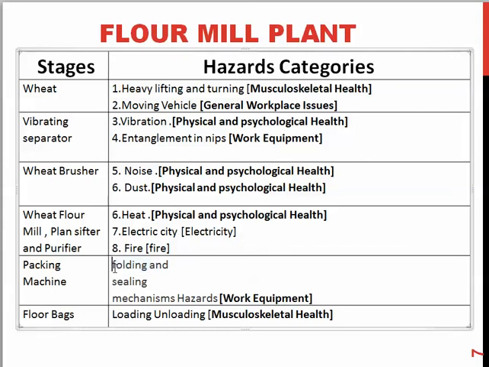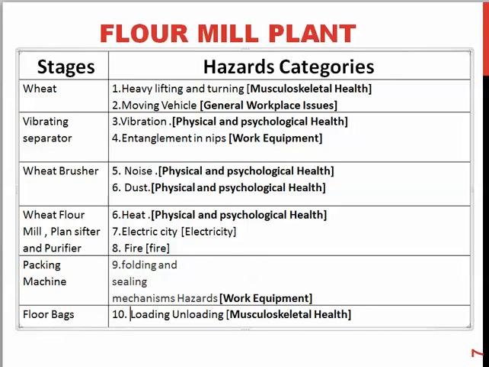If we come to the packing machine, there is a folding and sealing mechanism hazard, that is an equipment hazard, it's number 9. If we come to the final process of flour bags, it's a loading and unloading hazard. So guys, here we have explained 10 hazards for the flour mill plant.